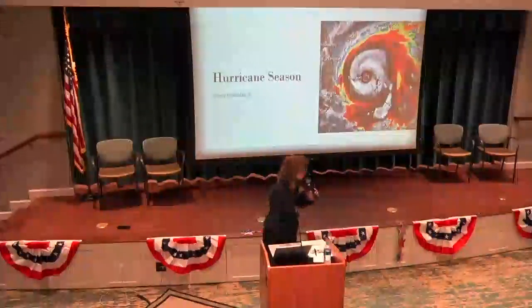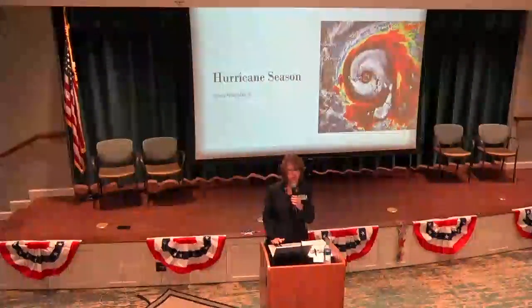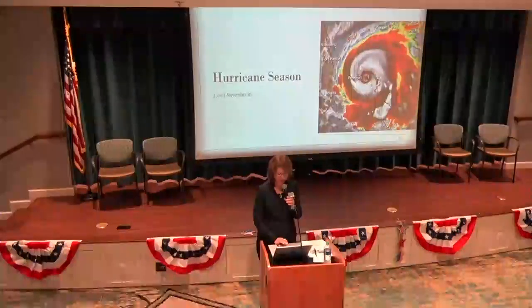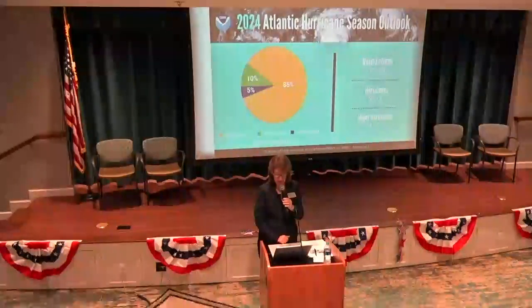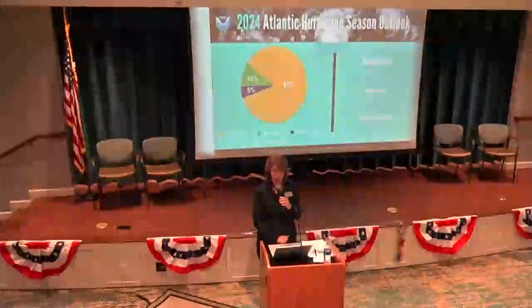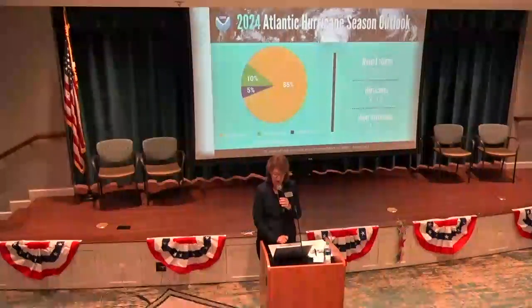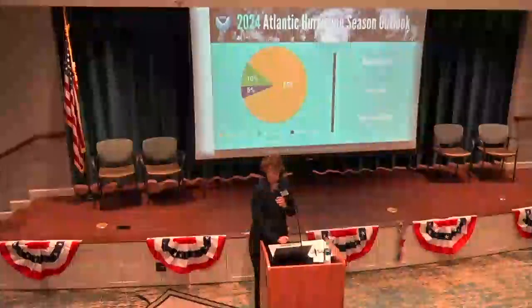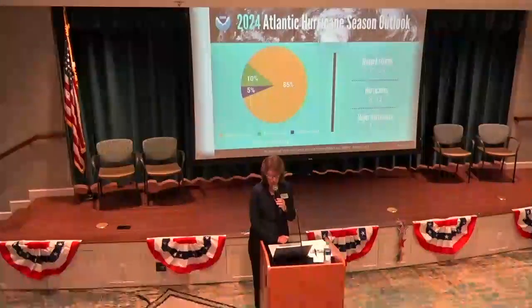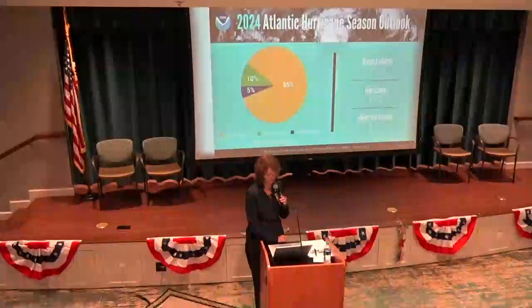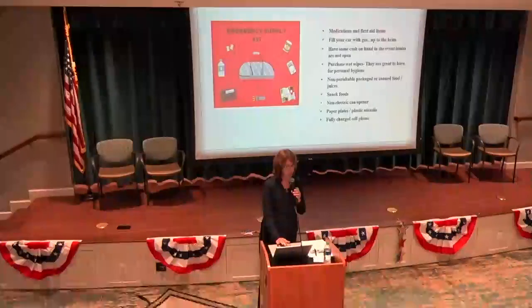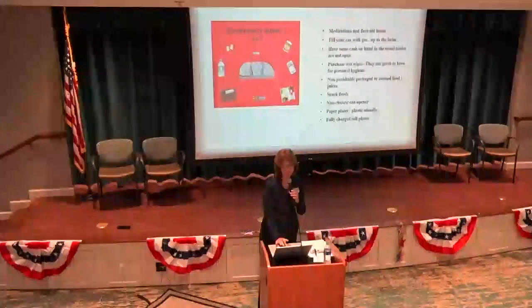Okay, so I want to just remind everyone that June 1st starts our hurricane season, and it goes through November 30th. The NOAA, National Weather Service, has predicted an above normal hurricane season this year. There are 17 to 25 named storms, 8 to 13 hurricanes, and 4 to 7 major hurricanes predicted for the season. So who's going to go up north for the summer on that note?